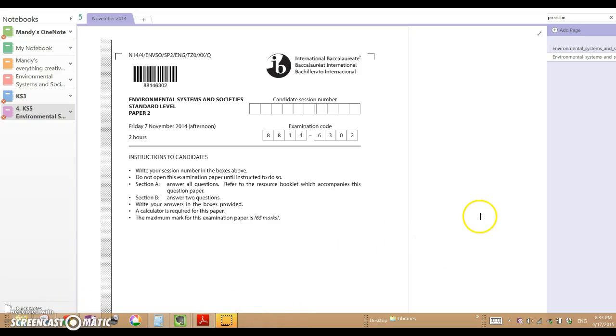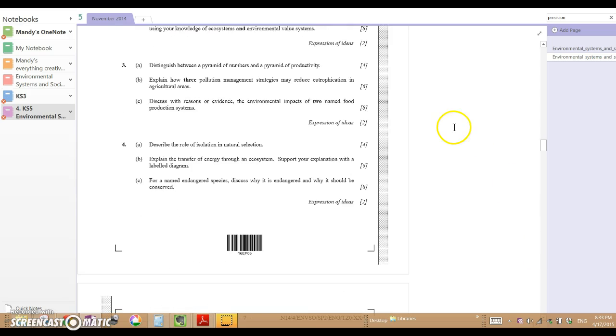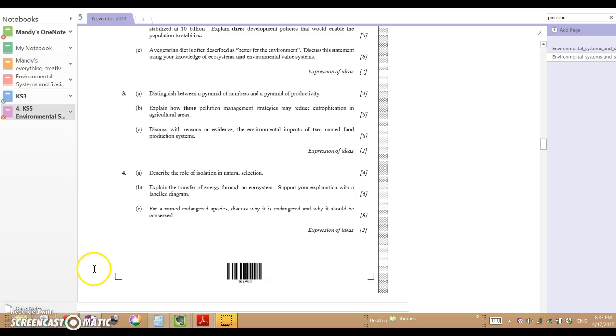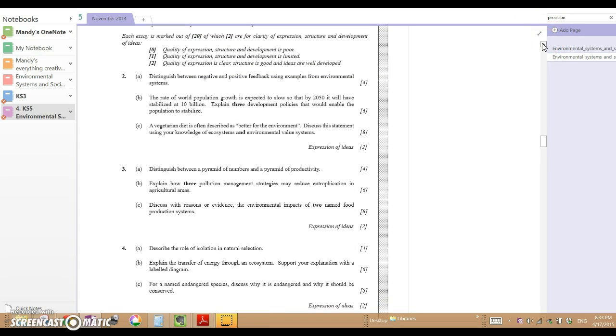Okay, so now we're going to take a look at some paper 2 questions. I'm going to skip the resource booklet and let's just, okay, here's one about agriculture and linking it to productivity. I've skipped one up here, 2. Okay, negative and positive feedback. Oh, using examples for environmental systems.